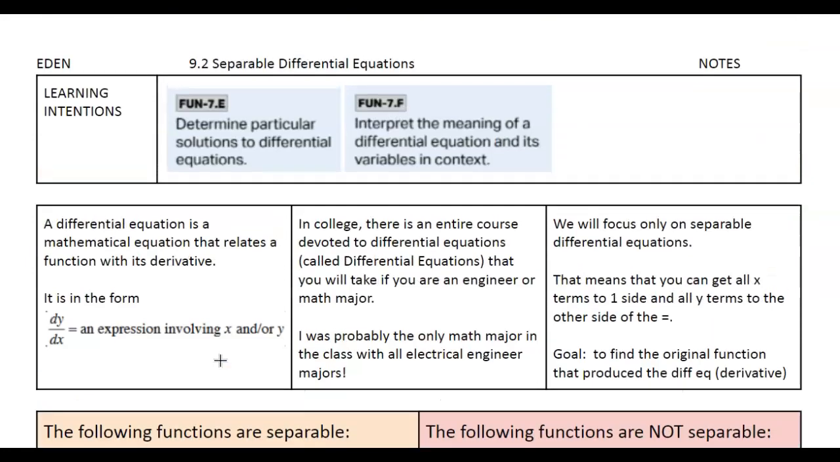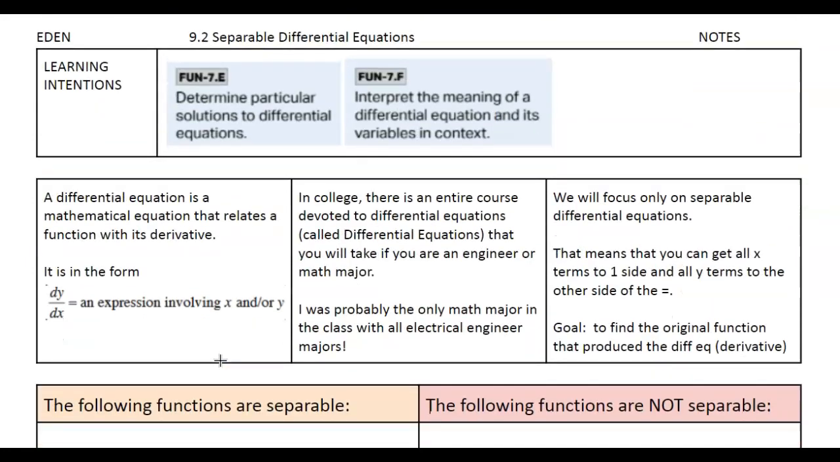First of all, a differential equation, there is literally a whole entire class in college called differential equations, DiffEQ. If you're an engineer major or a math major, then you'll have to take this class. It was a really good class. I don't remember any of it. I've looked at some of my work and it looks like a foreign subject to me now, but it is used. Typically you take it after Calc 1, Calc 2, Calc 3, and then differential equations, just so you know.